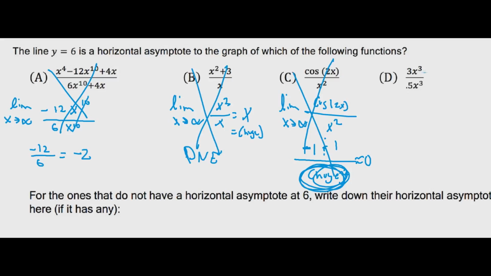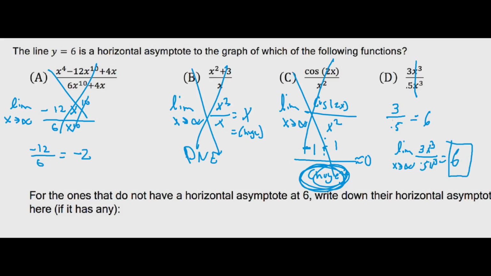Shoot, okay. Let's continue on. Let's see what we can do. This last one. Well, look, the factors, these are already the same. We can cancel them out. And we have 3 divided by 0.5, which is 6. That's perfect. So the limit as x approaches infinity of this function here, 3x to the third divided by 0.5x to the third, is going to give me 6.